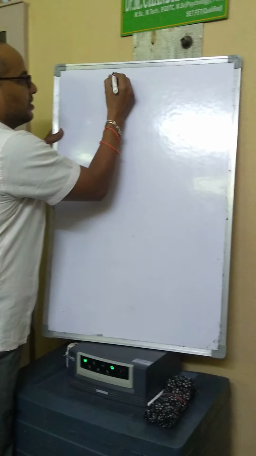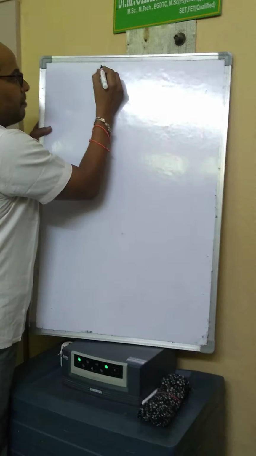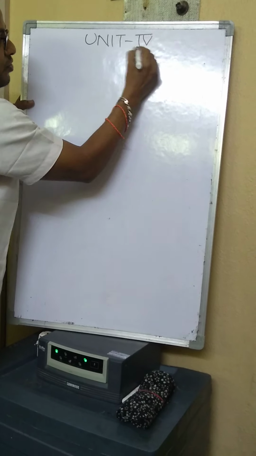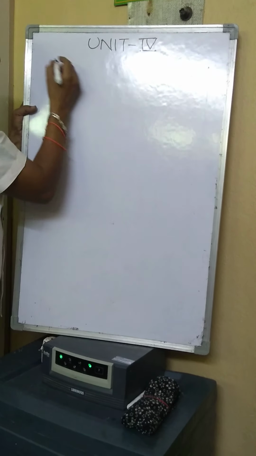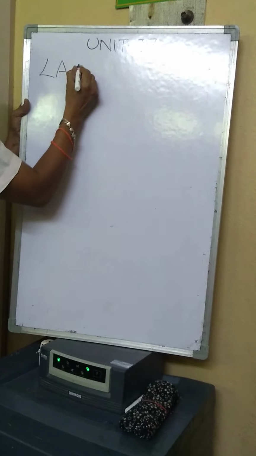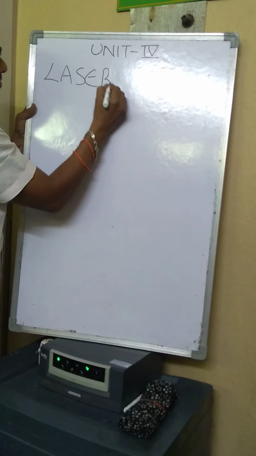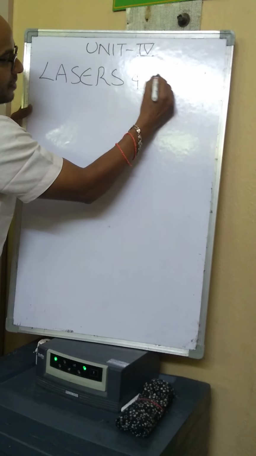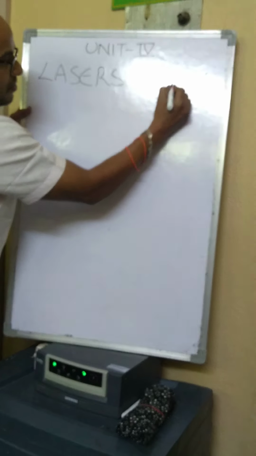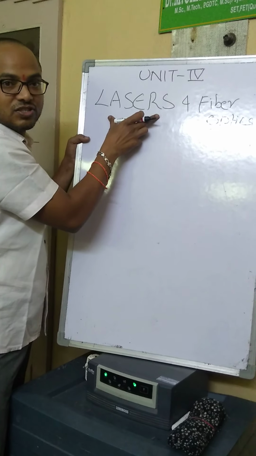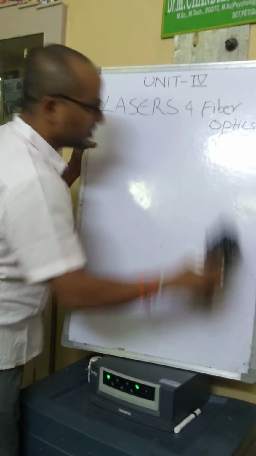So the first part of unit 4. Now we are discussing unit 4, and the unit 4 name is lasers and fiber optics. Lasers and fiber optics. So first we will try to complete the first part of the unit, that is called lasers, right?